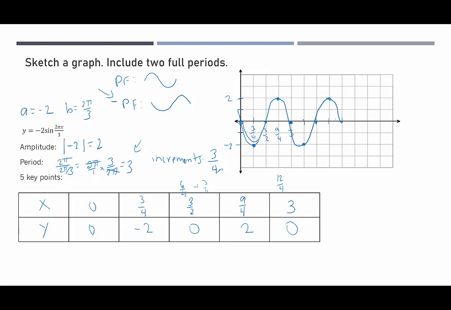Whew, we did it. These have been examples of looking at sine and cosine graphs when we have different amplitudes and periods than our parent functions.